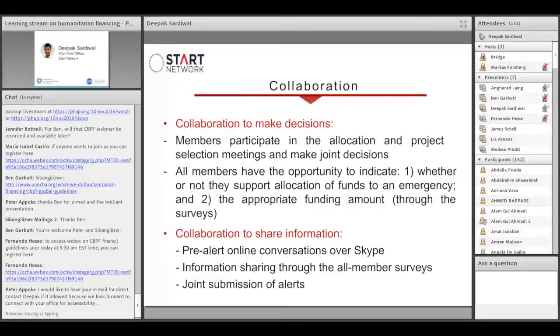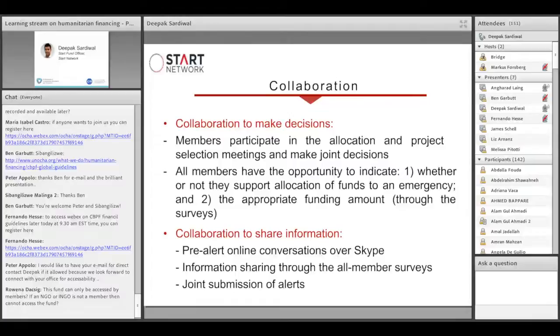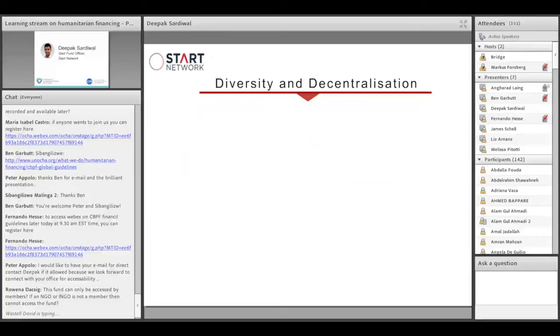And then very quickly on collaboration to share information, we have an opportunity for members to discuss and share information over Skype about possible alerts to be alerted to the fund. In the interest of time, I'll move on to the next slide and talk about diversity and decentralization.